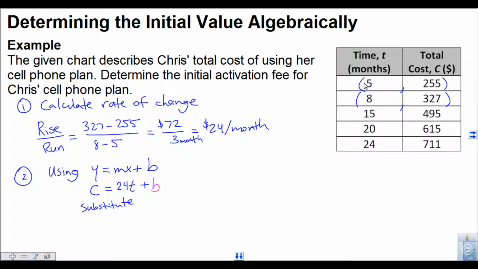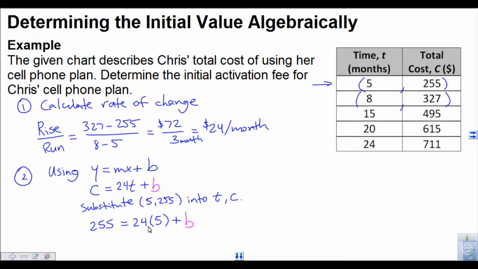Now I can choose any row here in the table. So I'll pick the first one right here. I'm going to substitute this point, 5, comma 255, into this equation, into t and c. So what that's going to look like is the cost is $255, and that's equal to $24 per month, right? Times 5 months plus b.